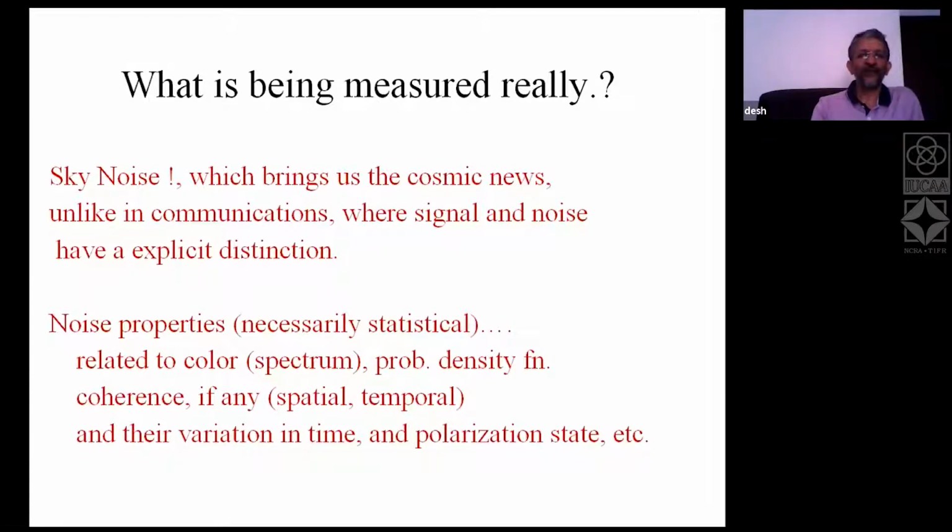So the signal for us is the noise that was noticed by Carl Jansky, and other communication people will also consider this as a nuisance. So this is the noise for others, and it's the signal for us. We'll be measuring necessarily the statistical properties of this noise because it doesn't have any particular pattern.